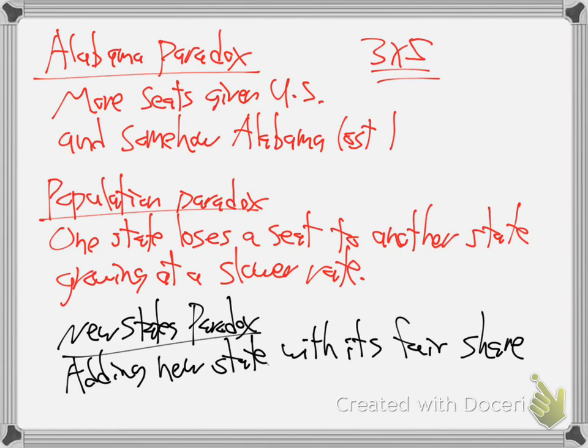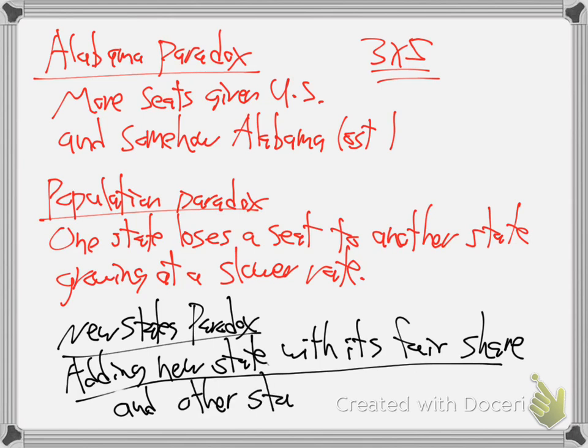Well, it's not that simple. Sometimes you can add the new state with its fair share and other states lose seats. It can just happen because of the calculation. It's weird the way it works out. All these things are the bad things that Hamilton's method can do, and are all the reasons why Hamilton's method's not used. So if you got that down, let me go to a fresh screen.